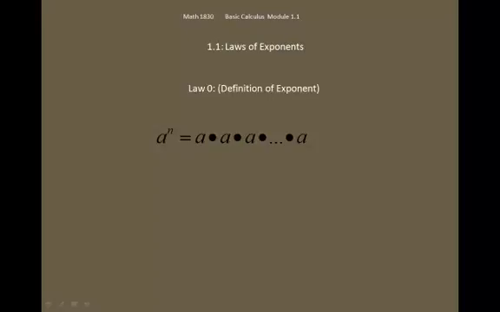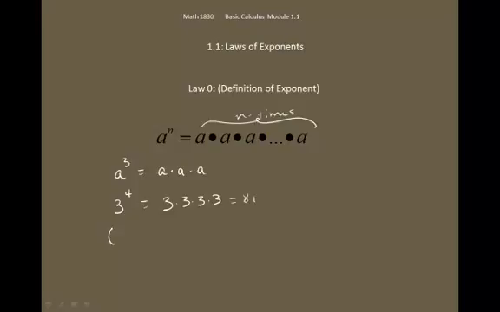Law number 0, or the definition of an exponent, states that a to the n is equal to a times a times a, n times. Our first example would be a to the third power would be equal to a times a times a. Our second example would be 3 to the fourth power, which would be 3 times 3 times 3 times 3. So notice that 3 is copied 4 times, which would be equal to 81.